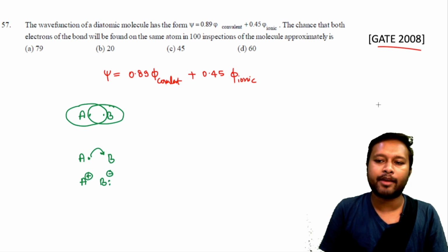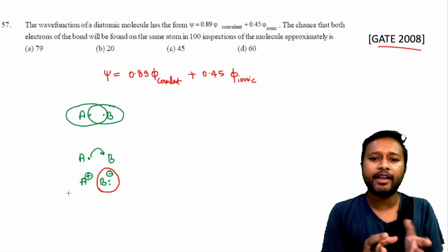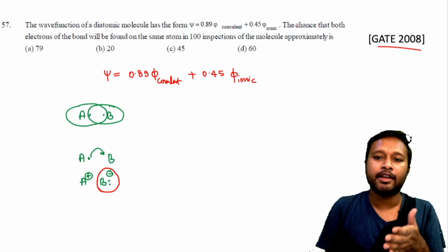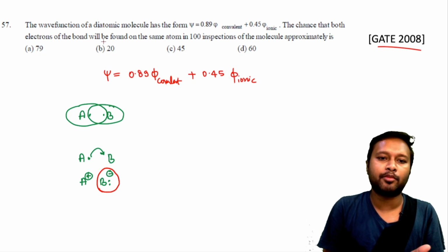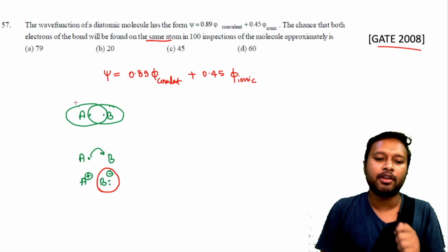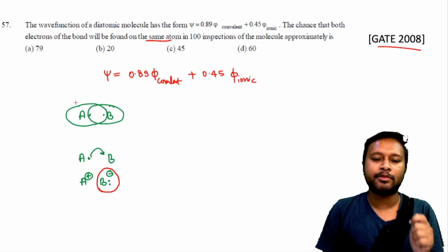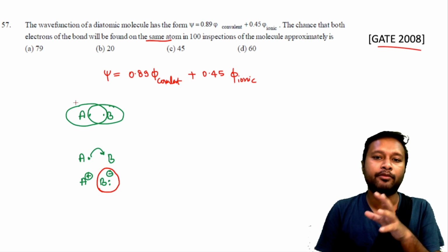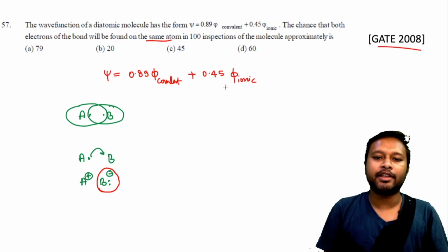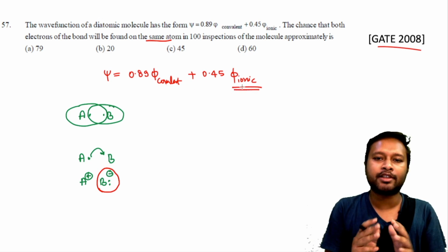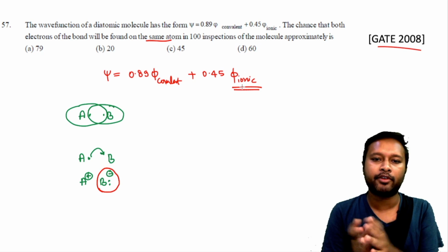So an ionic bond is made when both the electrons stay on a single atom, and that's what is asked in the question. It says the chance that both the electrons of the bond will be found on the same atom. So if both the electrons are being found on the same atom, basically they are talking about the ionic bond. So you just have to look at the ionic part of the wave function.